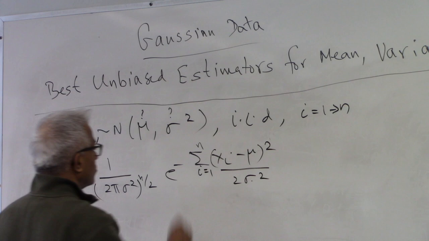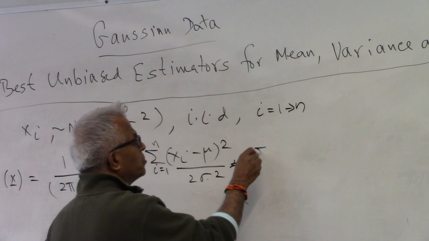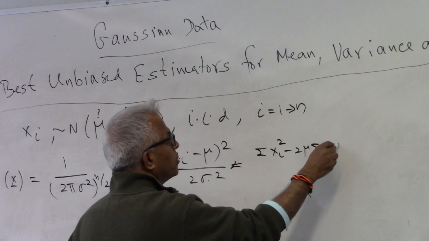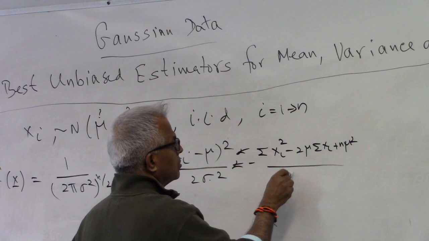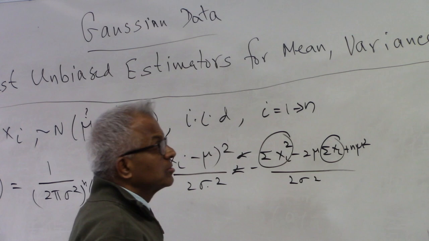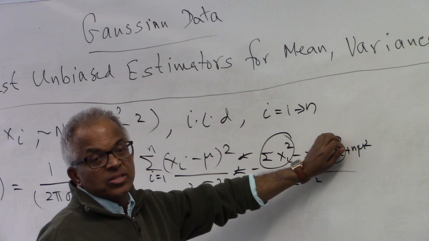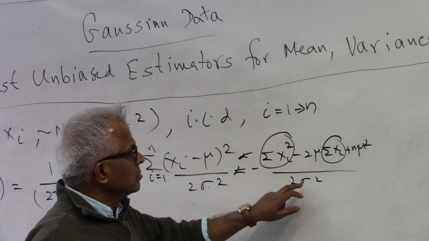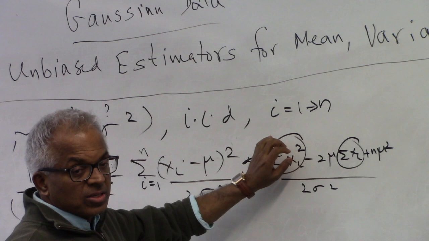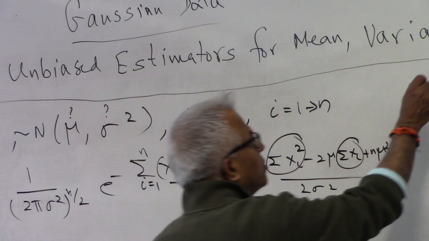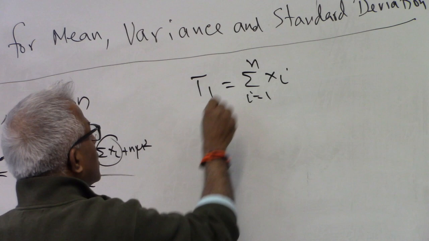So again, if you expand this as sigma xi squared minus 2 mu sigma xi plus n mu squared, the numerator. So you can see this and this form the sufficient statistics. Of course, if mu is the only unknown, then just this is the sufficient statistic. But if both are unknown, you have both. And if mu is known and sigma squared is unknown, then again, just this is the sufficient statistic, because you have two of them: T1, sigma xi, i equal to 1 through n, and say T2 is sigma xi squared.